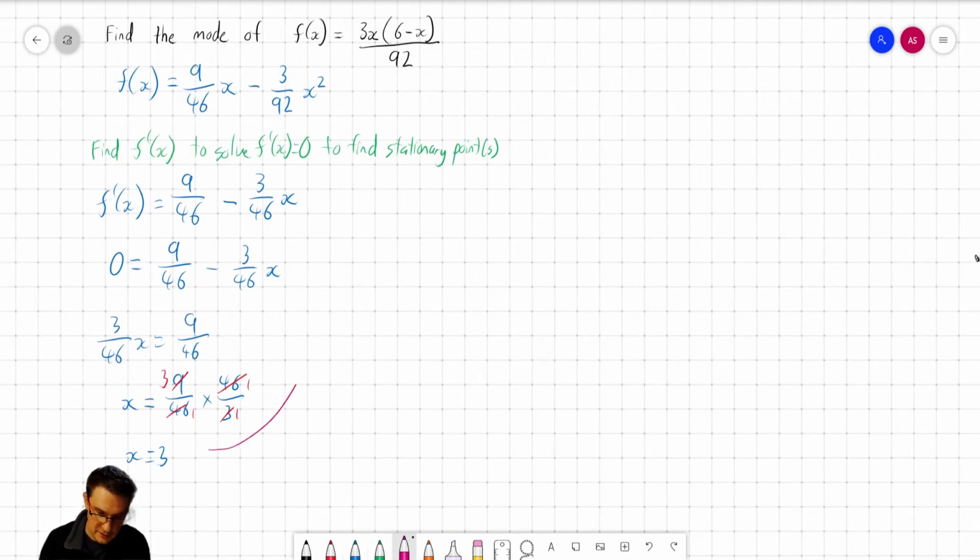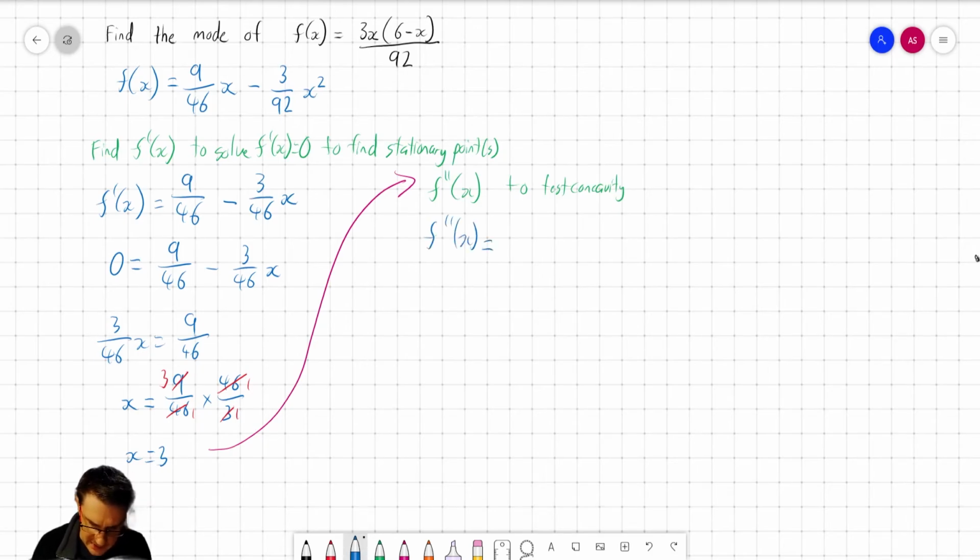So now what I want to do is take this point and test the concavity. In order to do that, I need to find f double dash of x to test the concavity of that turning point. So when I do this, I get f double dash of x. In this case, that's going to be equal to just negative 3 on 46. And if I did that substitution, f double dash of 3, well, that's still going to give me negative 3 on 46.